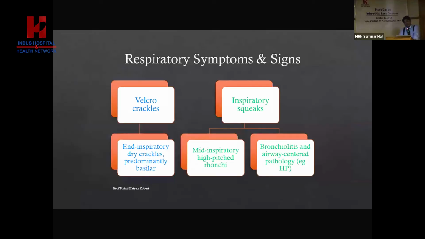A very important sign, which has very high diagnostic value, is Velcro crackles on auscultation. Don't underestimate these small basic things. Velcro crackles are what we all know as inspiratory dry crackles, predominantly basilar. And then there are the inspiratory squeaks, which are generally seen with bronchocentric pathologies and are common in connective tissue disease-associated ILD.